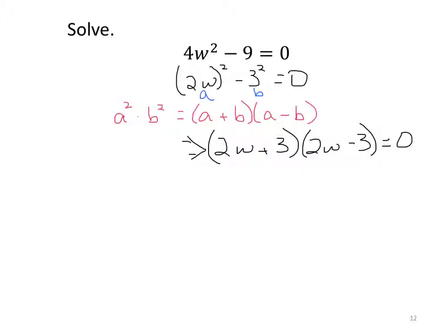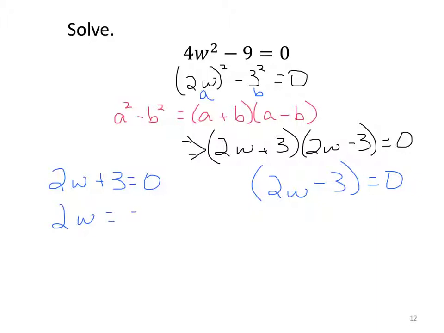We have to use the zero factor property, which says that for this whole expression to equal 0, either this or both have to be 0. So in order to solve, we set each of those binomials to 0, and then we solve for w. Okay, so we subtract 3, and then we divide by 2, and we get w over here is negative 3/2.